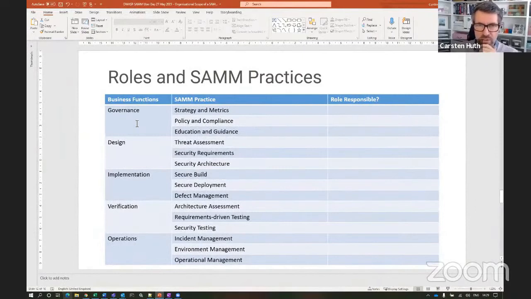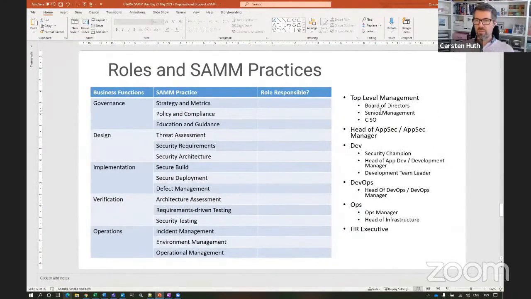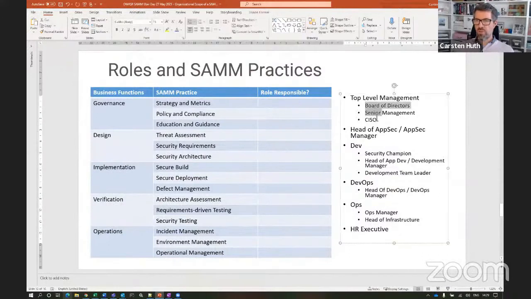So here I added the governance, the business functions, and the SAM practices. Since we're talking about dividing an assessment into different roles, that leads to the question: which role is responsible for which kind of SAM practice? To make this easier, I put some roles here as a suggestion. Top level management: the board of directors, senior management, CISO. We would have somebody like the head of AppSec. We would have the development organization, DevOps, operations, and HR executives. These are some roles off the top of my head from my practice that I put in here.